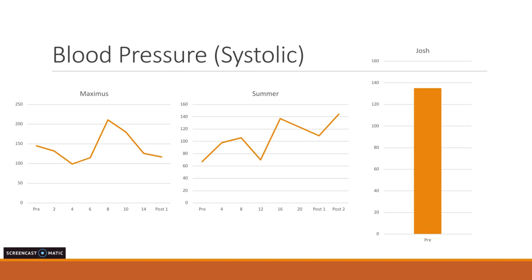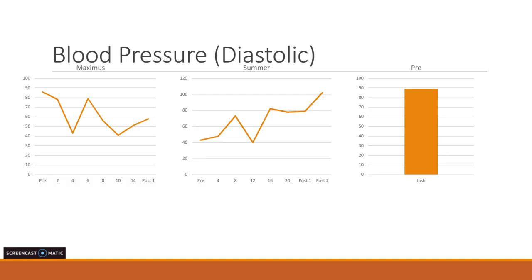With diastolic blood pressure for Maximus, during exercise his diastolic blood pressure throughout ranges between 86 to 42. This could be deemed as off, as diastolic blood pressure should not change that much at exercise, let alone rise during it. Along with Summer, as her data does the same thing and ranges between 42 to 104, which for diastolic blood pressure should not be happening.